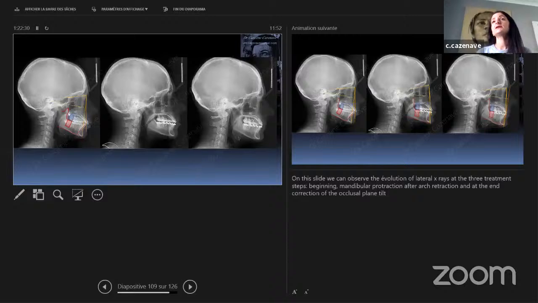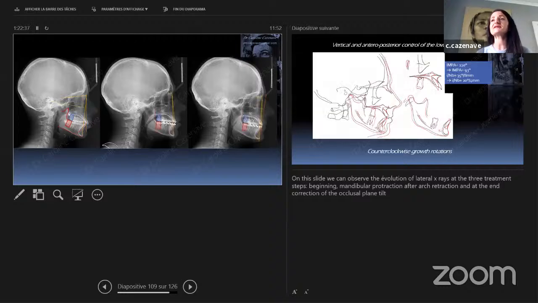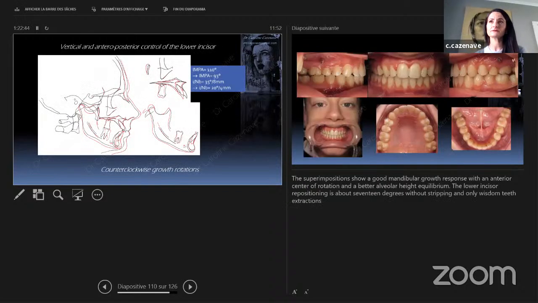On this slide, we can observe the evolution of lateral X-rays at the 3 treatment steps: beginning, mandibular propulsion after arch retraction, and at the end, correction of the occlusal plane tilt. The superimposition shows good mandibular growth response with an anterior center of rotation. You can see there's a rotation around this point. And a better alveolar equilibrium.